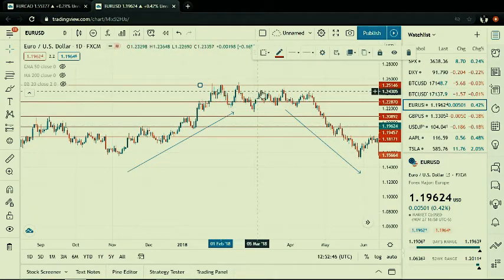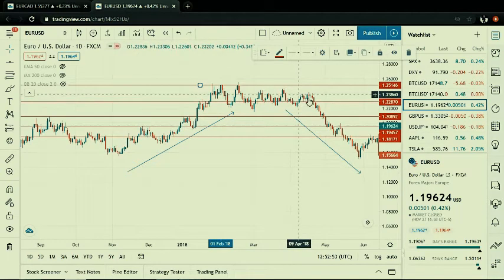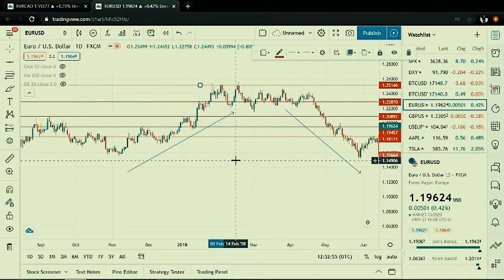All right, so at this point it stopped making higher highs, and the market was almost in a neutral position until there was a break at this point. So that is all about higher highs.